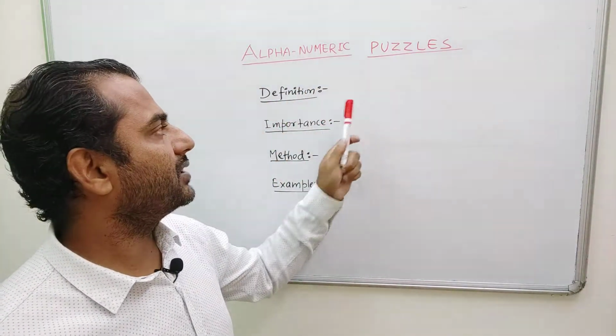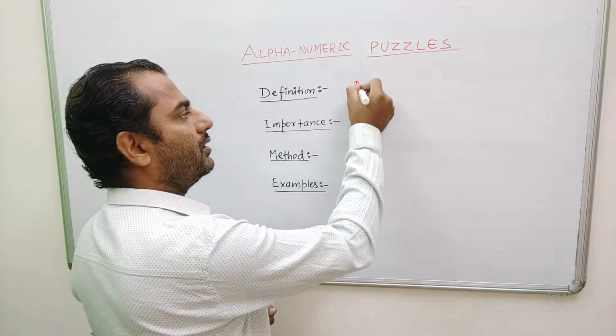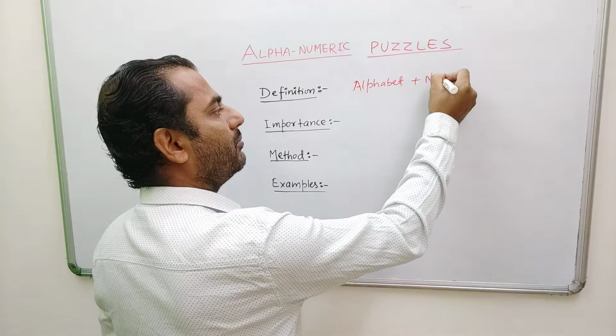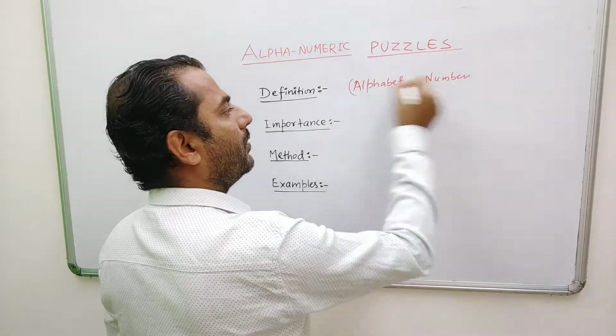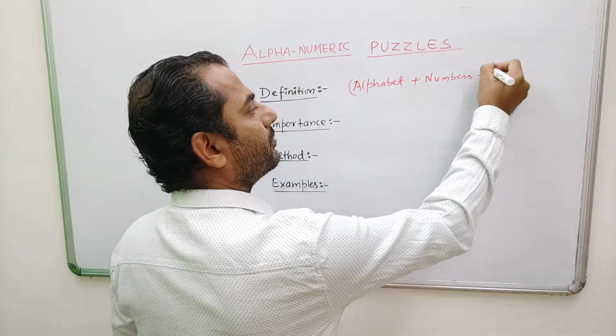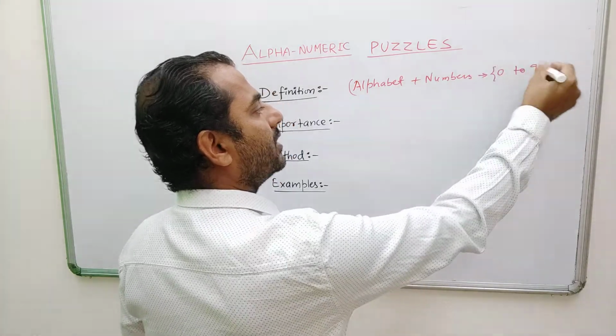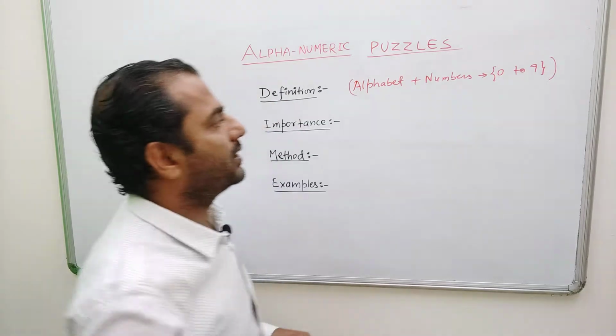So this is the definition: a question involving alphabets plus numbers. And when we say numbers, it is digits from 0 to 9, right? So this is the definition.